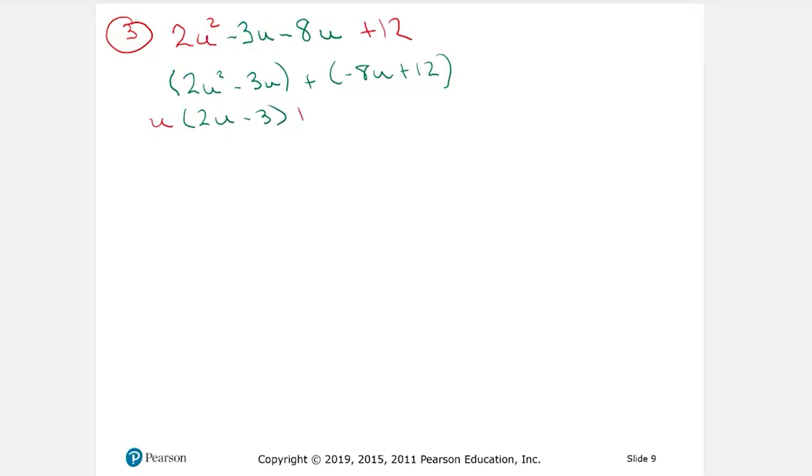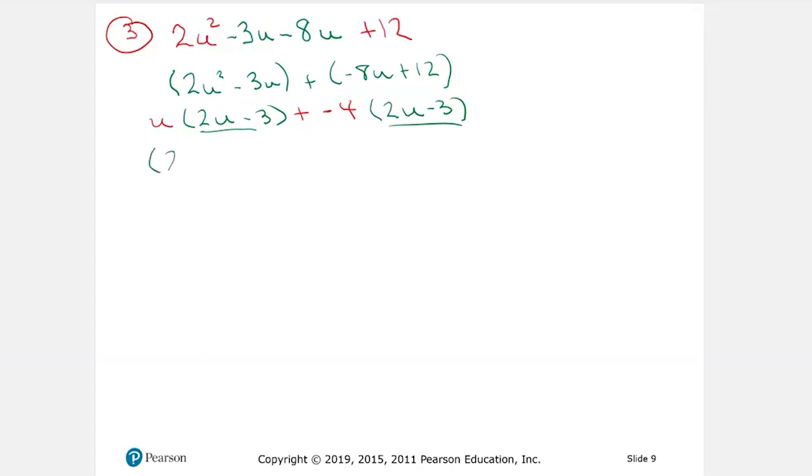Now I have plus, and what's my greatest common factor in the second group? Again, remember, we want to take out that negative because I don't like my leading term to be negative. And these are both divisible by 4. So this becomes 2u minus 3. Perfect. How do I know it's perfect? Because they both have the 2u minus 3's.